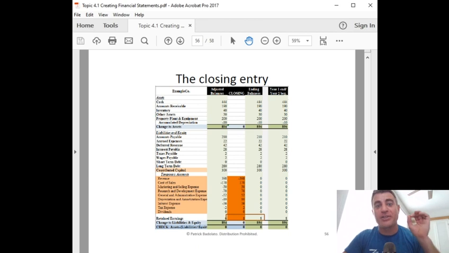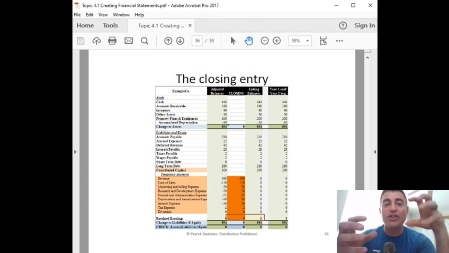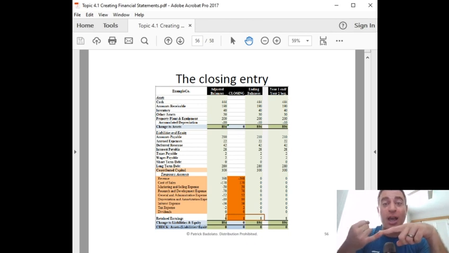Here's what I want to emphasize about this process that's important for non-accountants. It's not doing this process. It's understanding that this is exactly what enables the articulation of my income statement and my balance sheet, so they fit and they work together.